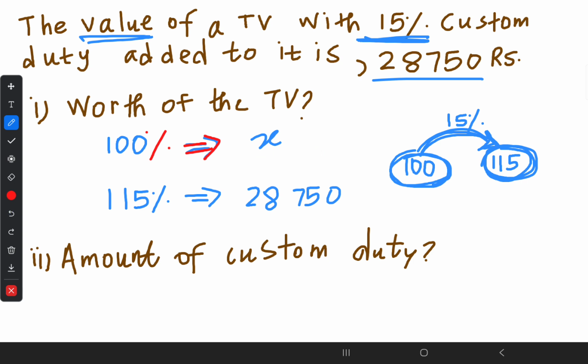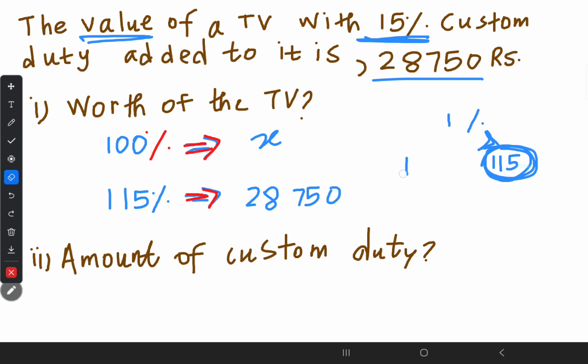But you should know what they asked. That is the really important thing here. Original worth is 100 percent. We don't know the value of that in money. With inclusion of the original worth and tax together, it is 115 percent. In normal money, it would be 28,750.